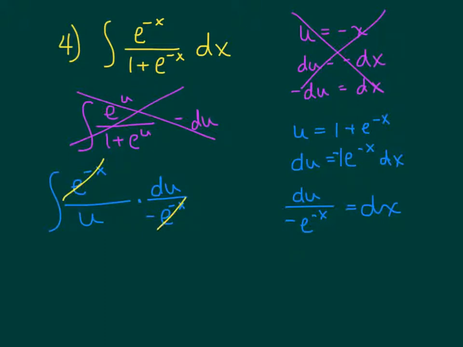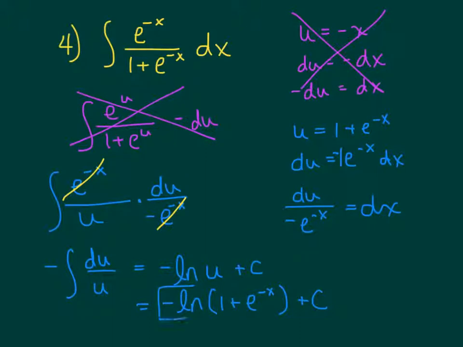My e to the negative x is going to cancel out. This negative can come out in front. So I have negative, the integral of, and what's left is what I want, du over u. Fantastic. So that means I have negative the integral of du over u, which is, of course, natural log of u, and then plus c. Okay, and so last step, negative natural log of 1 plus e to the negative x plus c. And that is my final answer for that one.